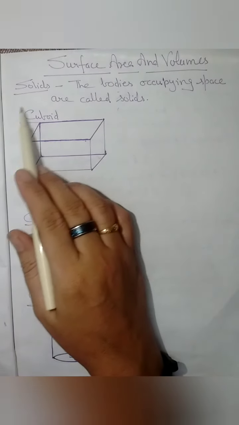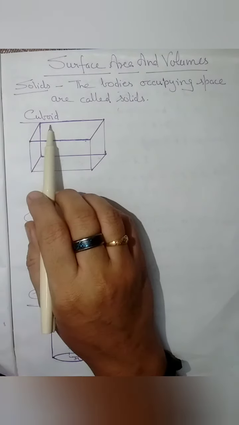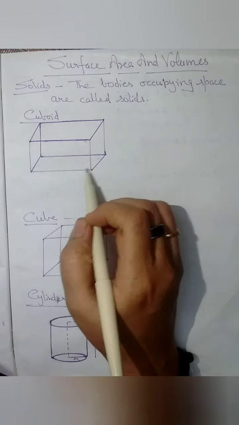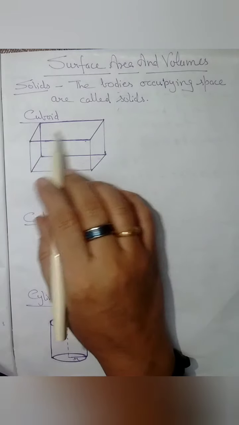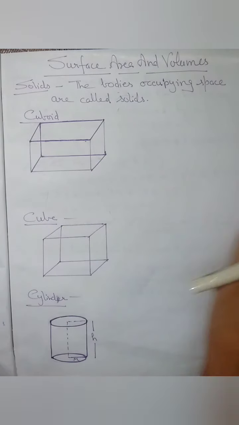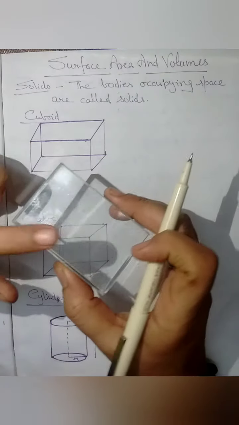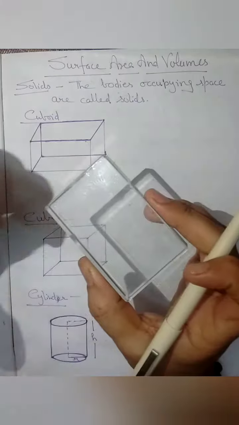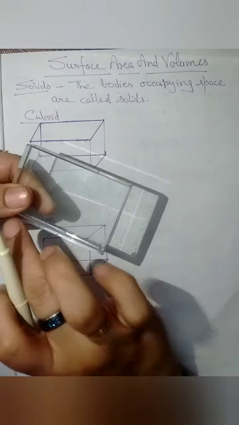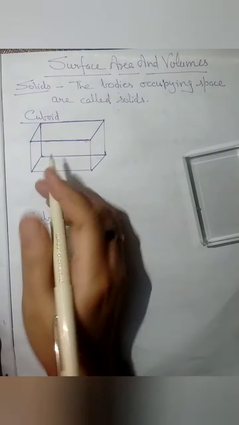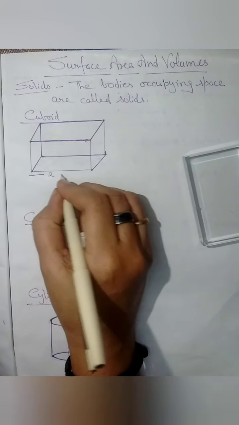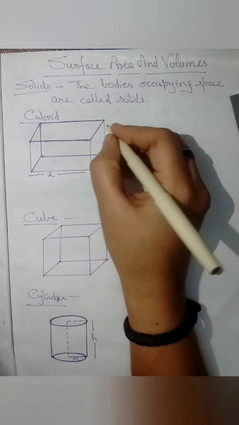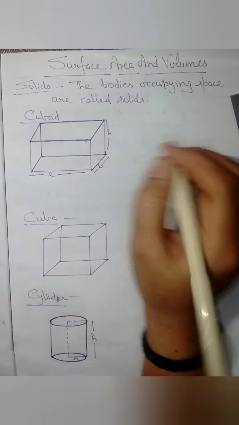First of all, we are taking the solid cuboid. As we know, a cuboid is a solid formed with the help of 6 rectangular faces. How many rectangular faces are there in a cuboid? 6. As this is a cuboid, it has 6 faces, 8 vertices and 12 edges. Now, suppose L is the length of the solid, B is the breadth and H is the height.